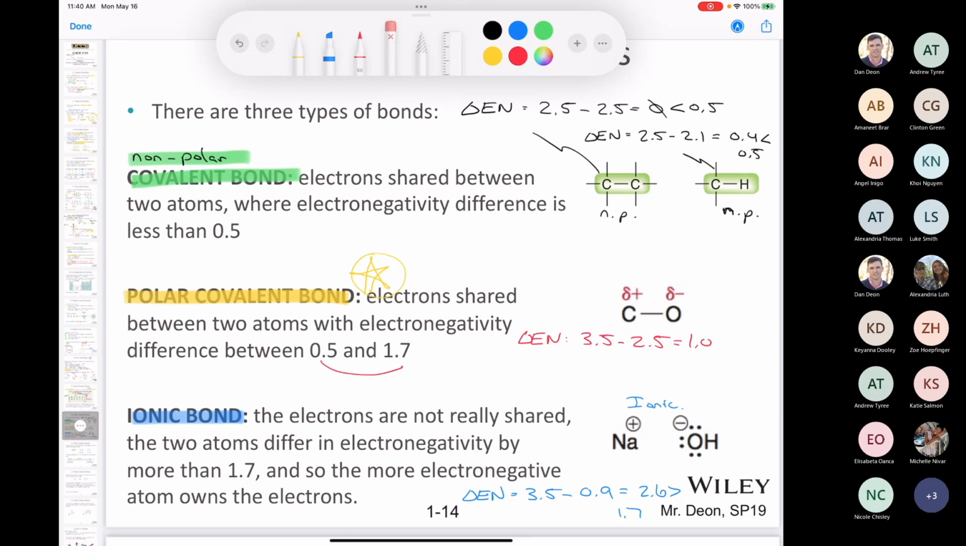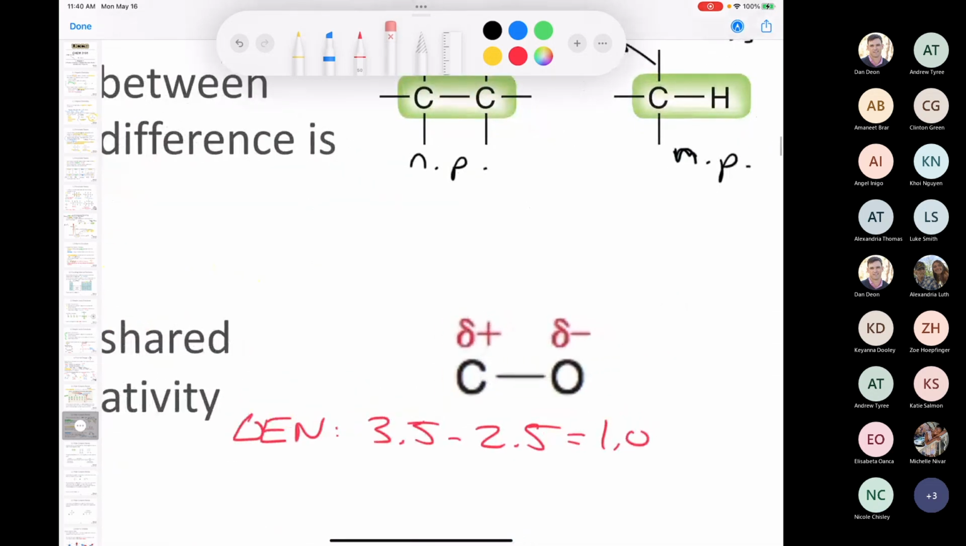Well, you might have noticed these little delta symbols here. What the Greek letter delta represents is partially. It means partially. And so when you see delta plus, it means this carbon is partially positive. It means that this oxygen is partially negative.